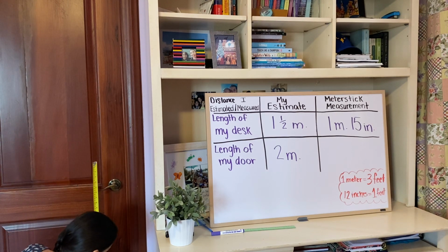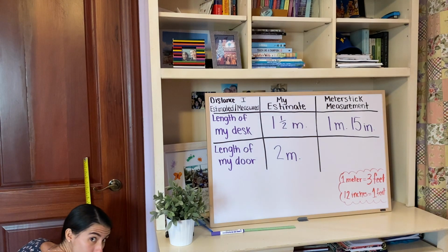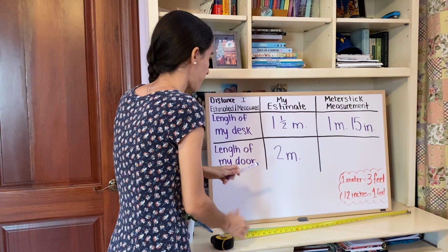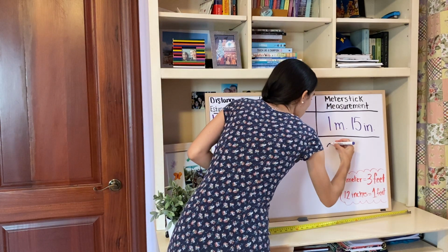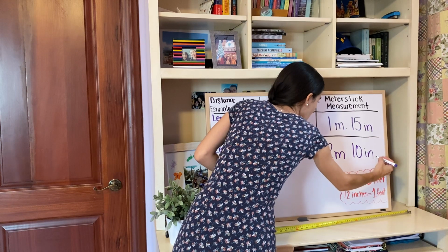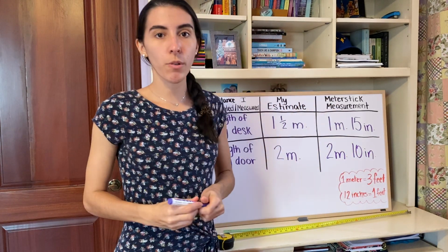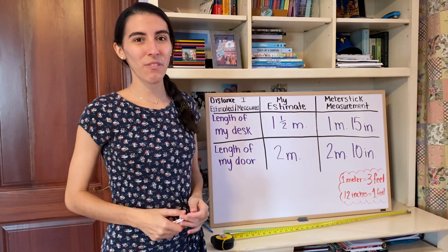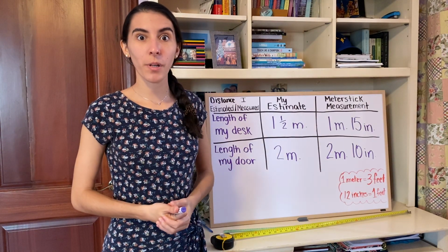Okay, so I see it's a little bit more than 2 meters. I don't know if you can see me down here, but it was 2 meters and 10 inches. Okay, now on page 209, they are asking you for 5 distances. I only gave you 2 here, but go ahead and work on those.